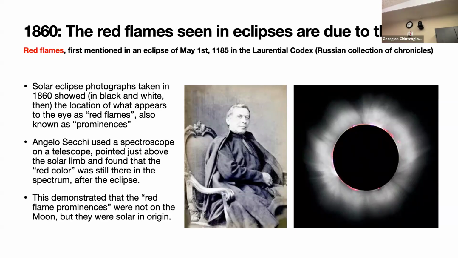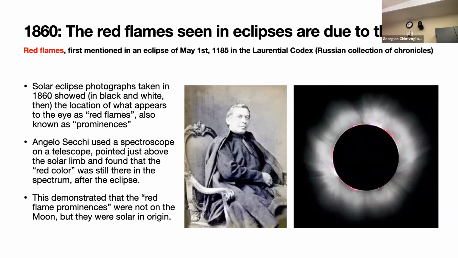There was this gentleman, Father Angelo Secchi. He was a man of the church. He was the head observer of the Vatican Observatory in Italy, and he used his own telescope, and he actually proved for the first time that these red flames that were noticed over the millennia, first mentioned back in the 9th century in the Chronicle I mentioned before, were actually solar features.